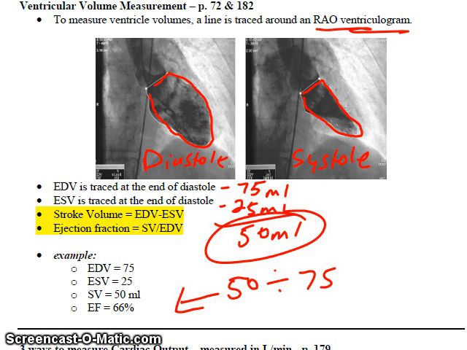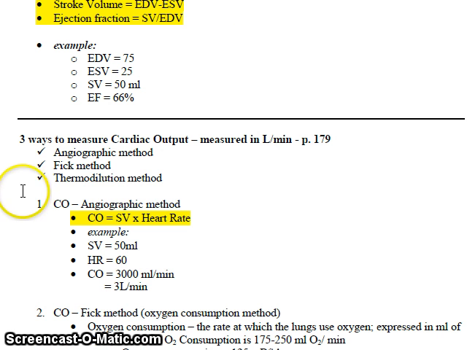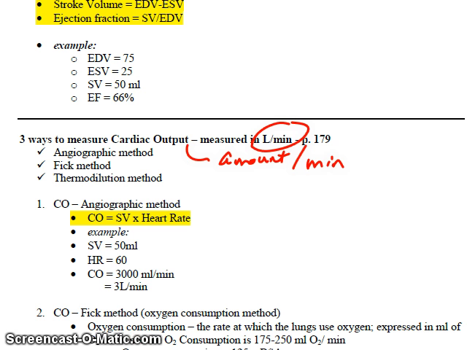Okay, now I've scrolled on down here to the cardiac output, the angiographic method. The cardiac output angiographic method goes hand in hand with the stroke volume and ejection fraction, so I'll go ahead and put these together. The first thing to remember is that cardiac output is the amount per minute, and it is displayed as liters per minute. So the cardiac output is how many liters per minute the left ventricle ejects.